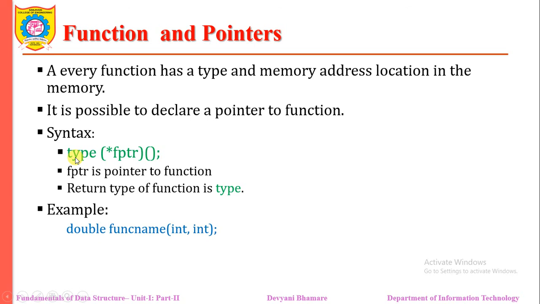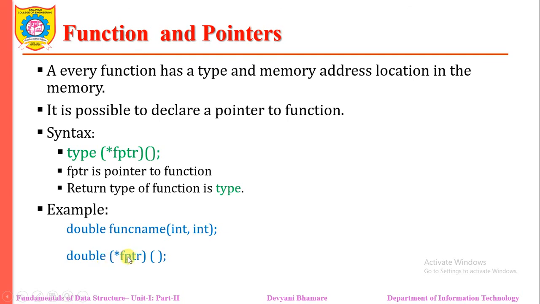If we see the example, assume that we have one function whose type is double and the function name is function name, which takes two integer values. Now we want to make a pointer to this particular function. So this data type should be matched. So fptr is a pointer which points to some function. This is only the declaration of a pointer to the function.